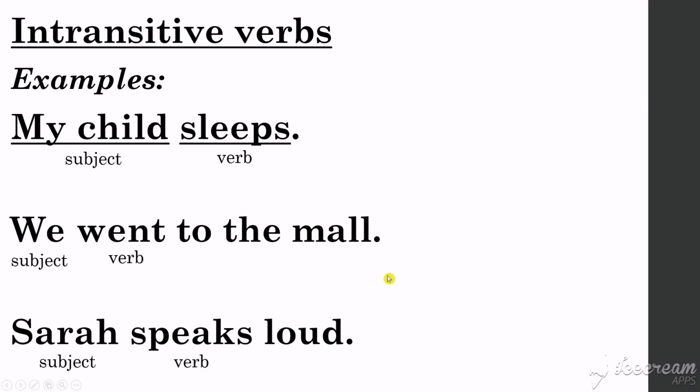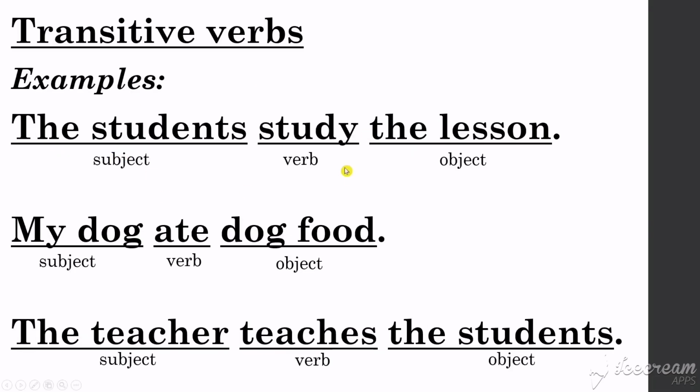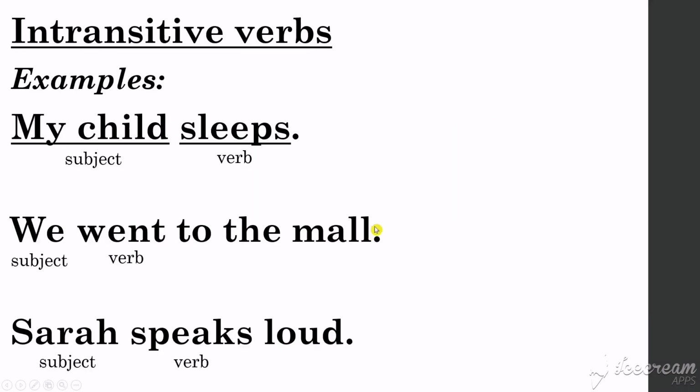Okay, let us now proceed to intransitive verbs. So again, transitive verbs are action verbs that have an object to receive that action. So it consists of subject, verb, and then comes right after the object. Here in intransitive verbs, these are action verbs which do not have an object receiving the action. So here are the examples.